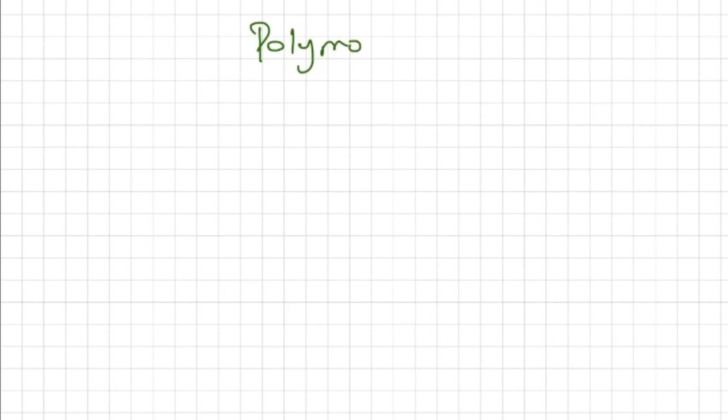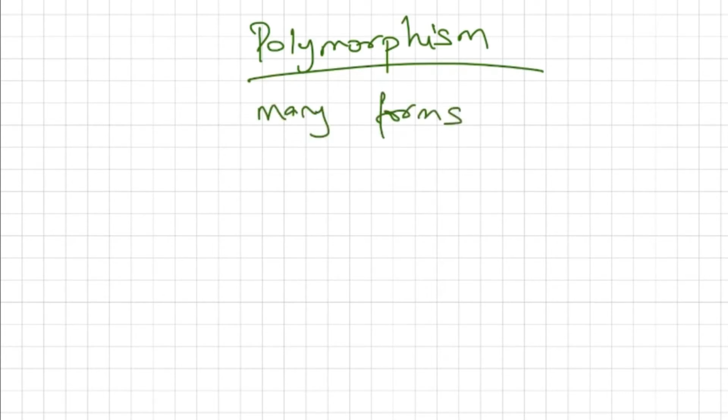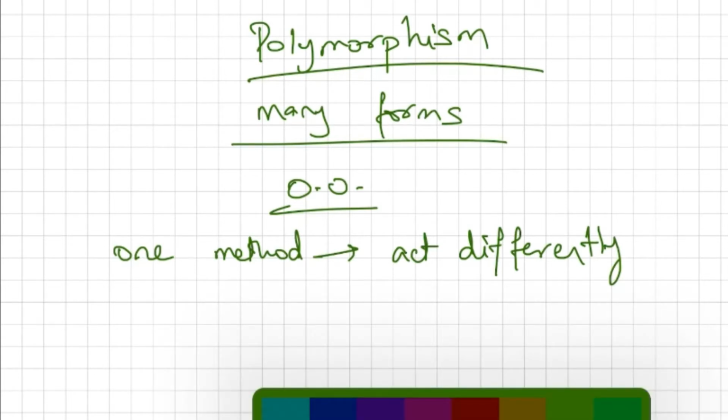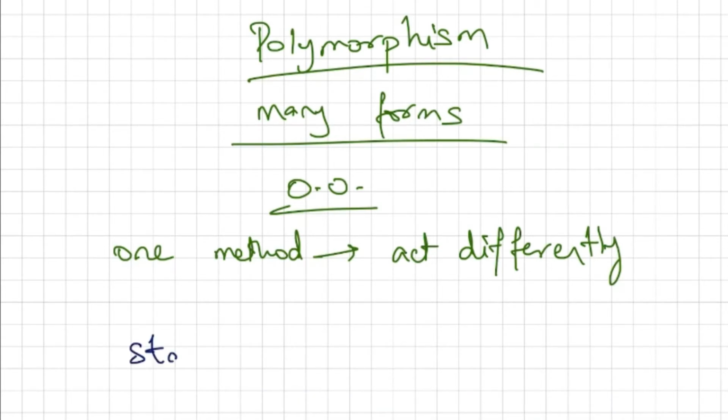The last topic is polymorphism. Now polymorphism, the word itself means many forms, but in the object oriented concept, it means one method acts differently. I'm going to write that cleanly. Act differently. So for example, let's say start.